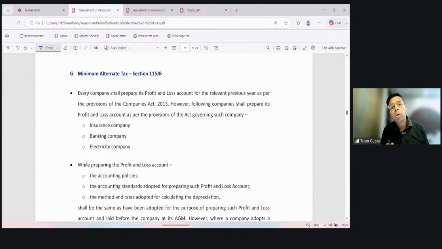Option to opt for 115BAB has to be exercised in the first year of operation.